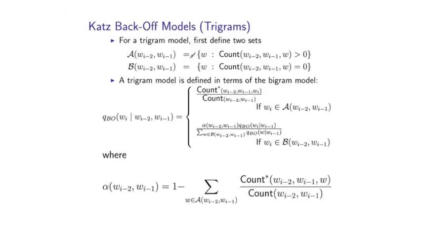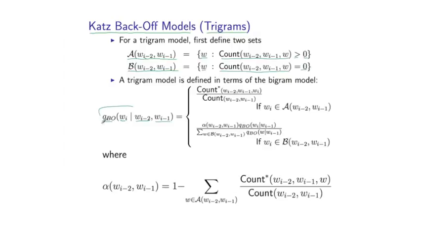So this method can be extended in a fairly natural way to Katz back-off models for the trigram case. We're now going to define an estimate of Wi given two previous words. This is derived in a very similar way to the bigram case. Again, I'm going to define sets A and B, which now depend on the two words being conditioned on. The first set A is the set of words W such that the trigram count is greater than 0, and the second set B is the set of words W such that the trigram count is equal to 0.